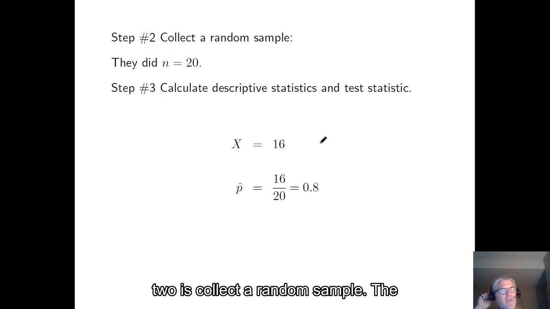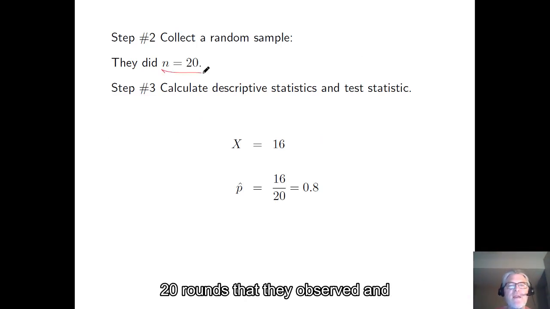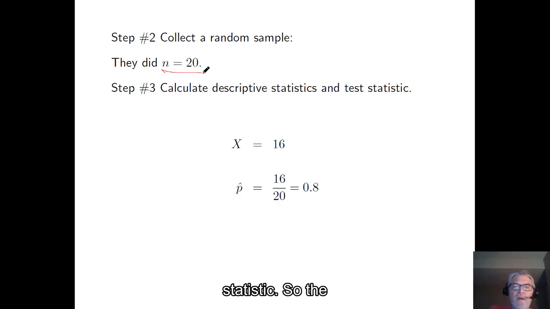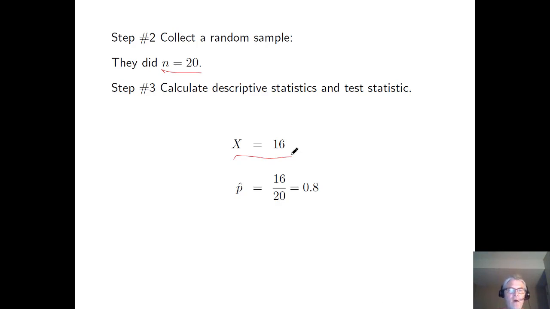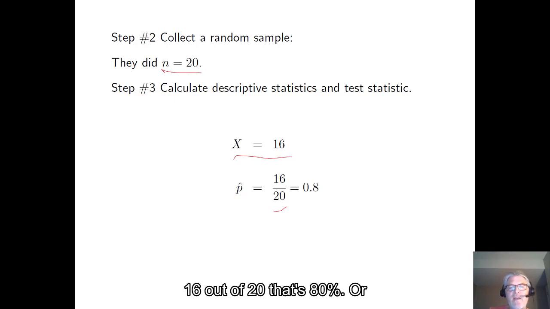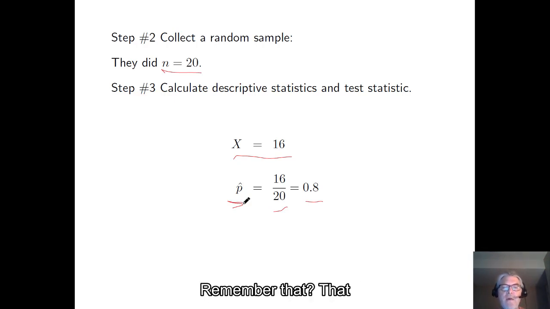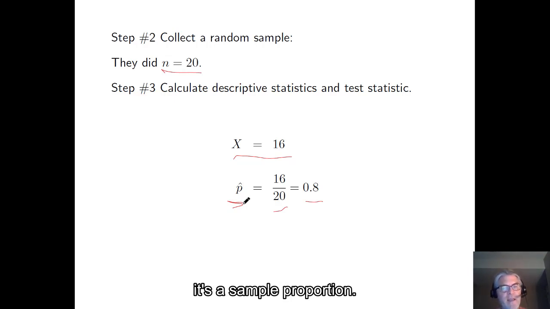Okay, so next, step 2 was collect a random sample. The researchers did this. They have a random sample of 20 rounds that they observed, and calculate descriptive statistics and a test statistic. So the data was 16 wins. You could use that as a test statistic, or you could also use the proportion of wins. 16 out of 20, that's 80% or 0.8 in terms of proportion. That is an estimate of the population parameter, so p hat. And remember that little hat symbol means an estimate of. It's a sample proportion, not the population proportion.